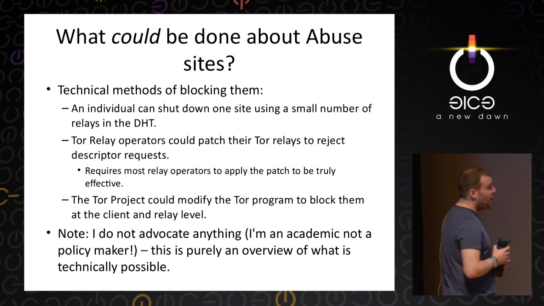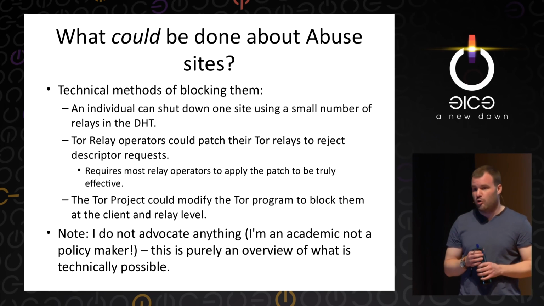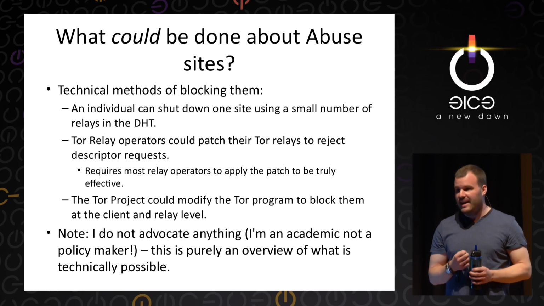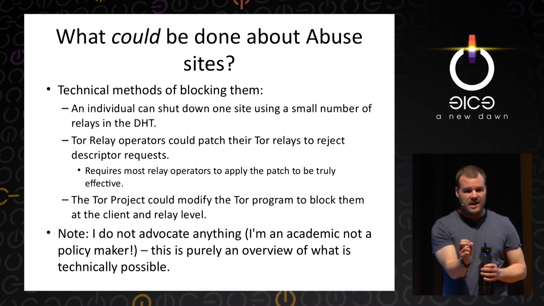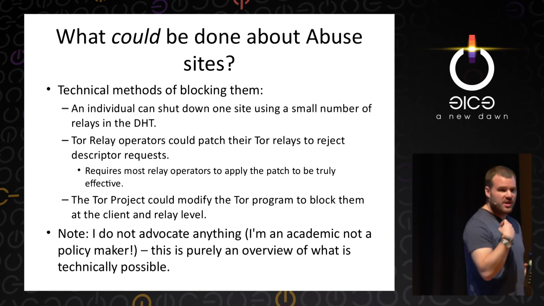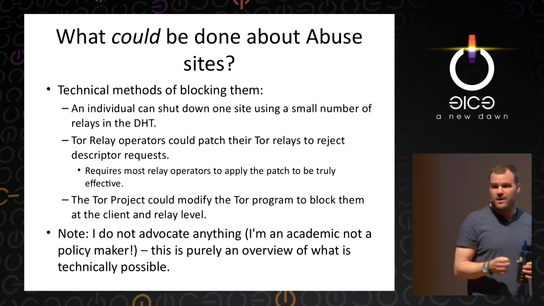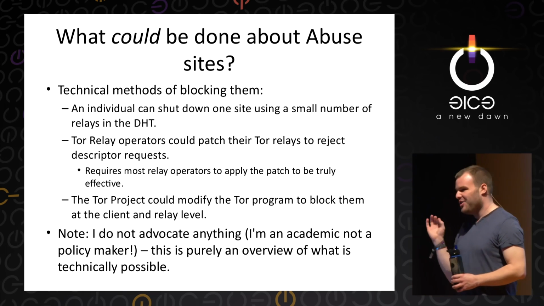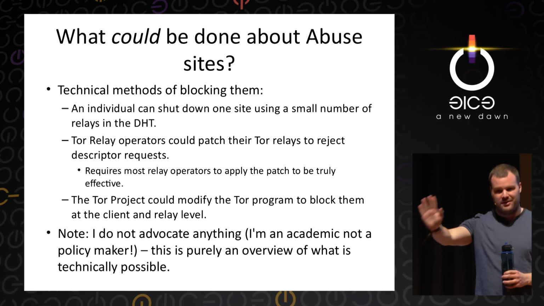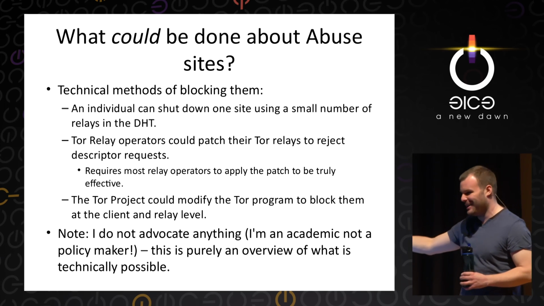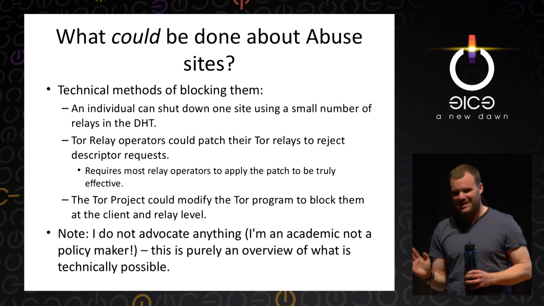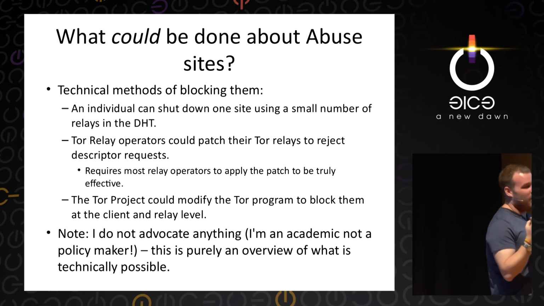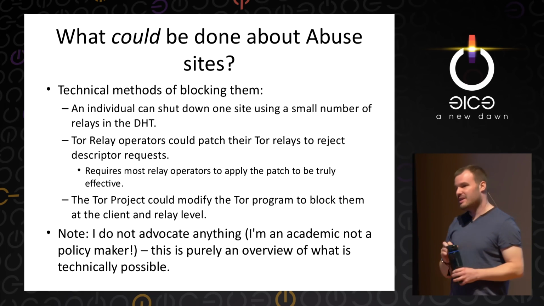The final option is the Tor project could modify the Tor program and actually embed these addresses in the Tor program itself, such that all relays by default block hidden service directory requests to these sites, and also clients themselves will say, okay, if anyone's requesting these, block them at the client level. Now, I hasten to add, I'm not advocating any kind of action. That is entirely up to other people, because frankly, I think if I advocated blocking hidden services, I probably wouldn't make it out alive. So I'm just saying this is a description of what technical measures could be used to block some classes of site.